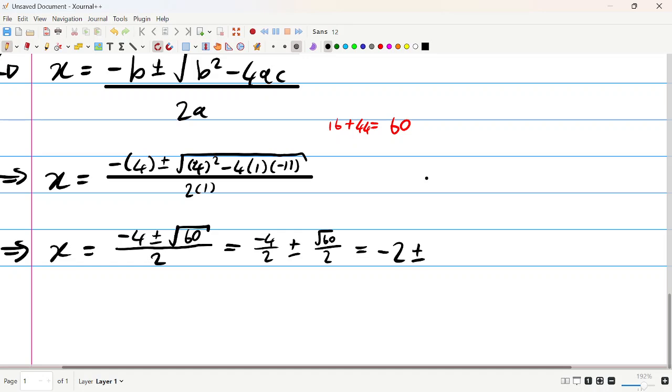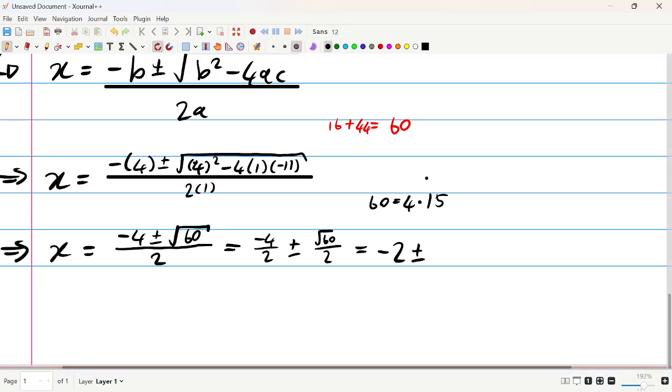Well, if you think about it, we want a perfect square multiplying this. So what happens if we take out the perfect square? The first perfect square we can take out is actually 4, and we can break it up into factors of 4 multiplied by 15. We know that 60 is equal to 4 times 15.